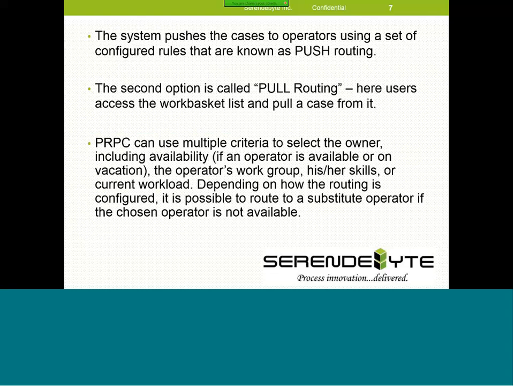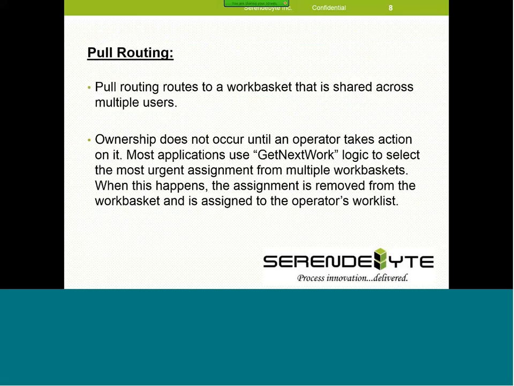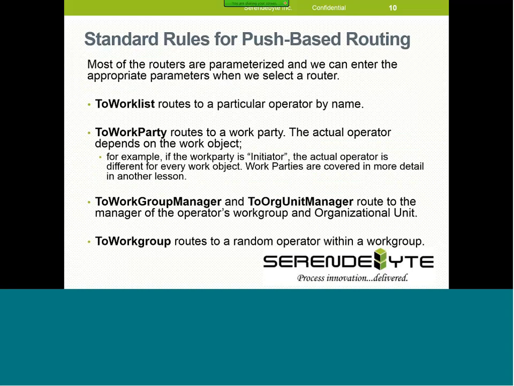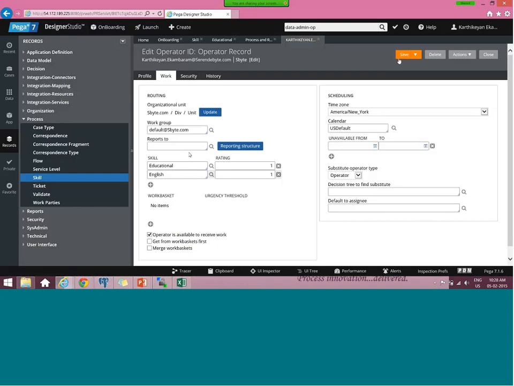Here I have mentioned that push routes the assignment to a single user's worklist, right? And pull pulls the assignment record from your work basket, based on the skill present in the operator ID and the skill present in your assignment. So let me do a walkthrough and a demo so you will easily understand how this works.